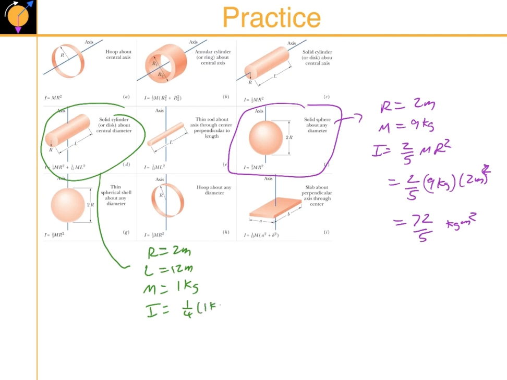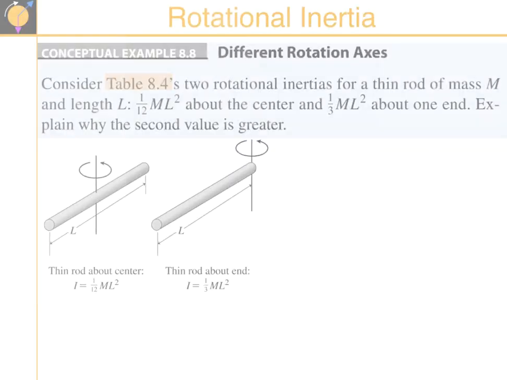So 1 kilogram times 2 meters squared, plus 1/12 ml squared. So 1 kilogram, and L is the length of the cylinder, which we said is 12 meters, times 12 meters squared. That works out to be 1 plus 12 kilograms meter squared. So the moment of inertia in this case is 13 kilograms meters squared. All right, simple calculation for a couple of examples.